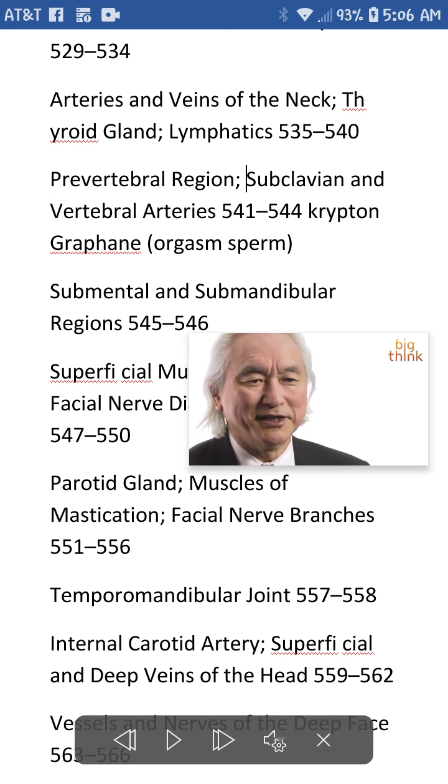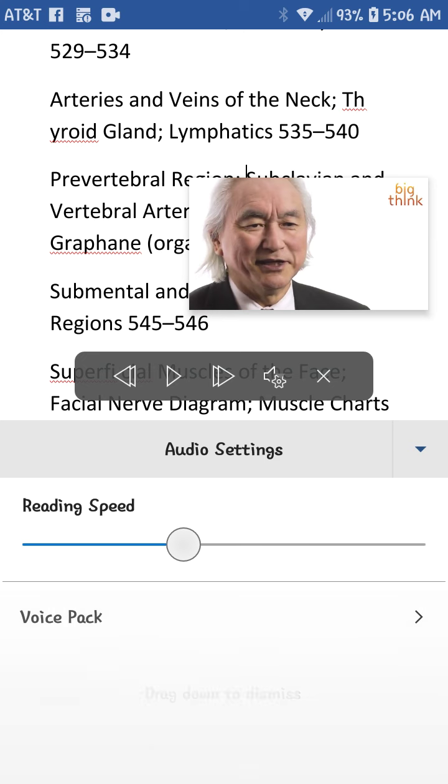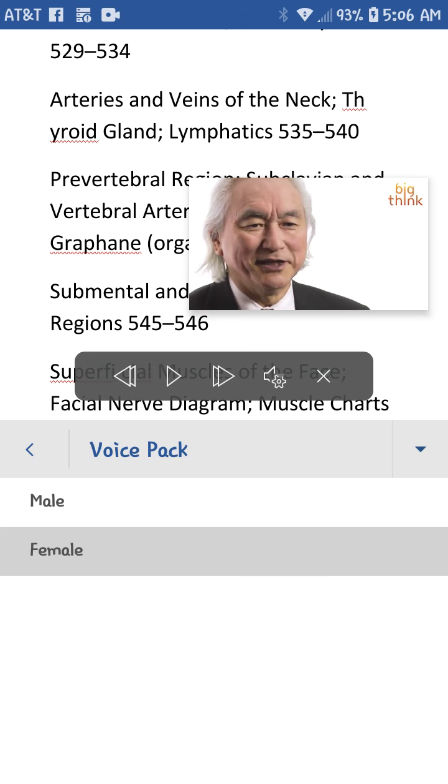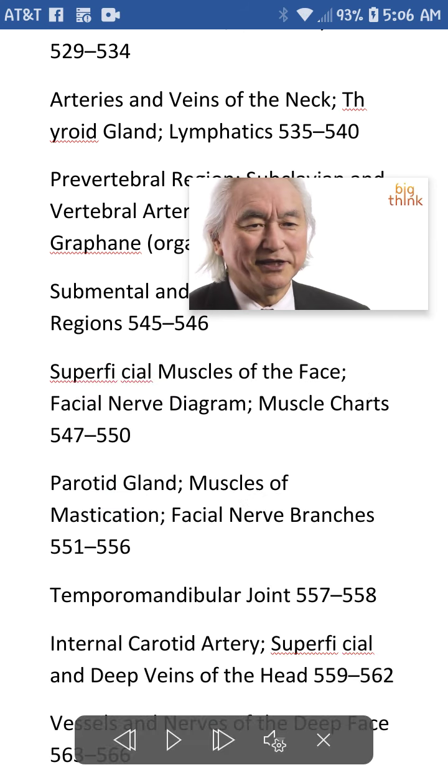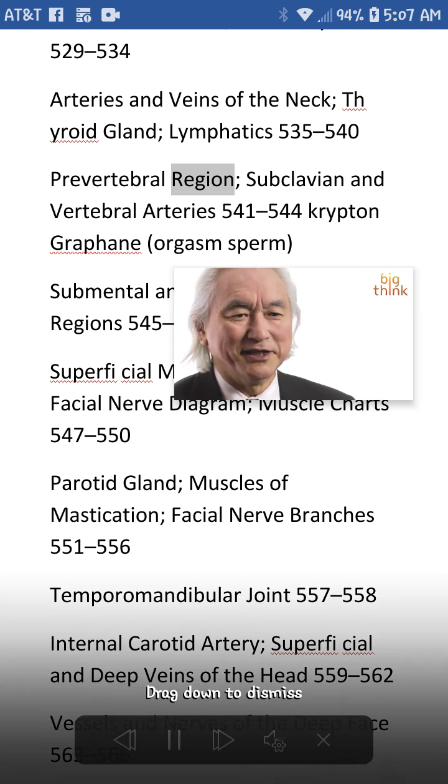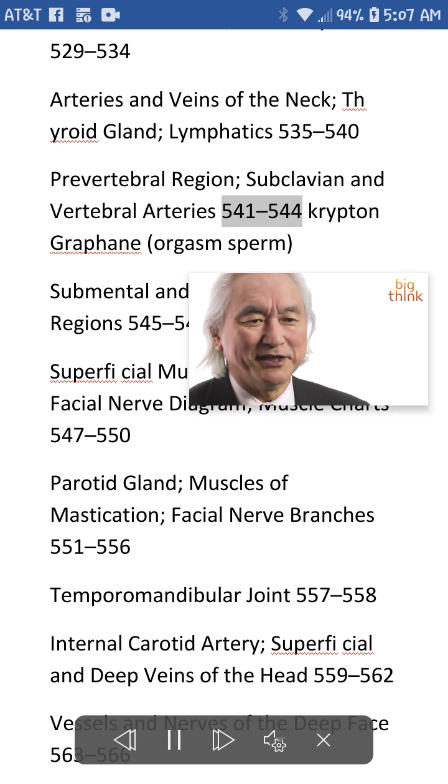Prevertebral region, subclavian. Prevertebral region. Prevertebral region, subclavian and vertebral arteries, 541 to 544.